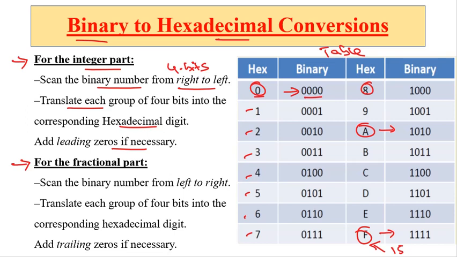In a similar manner, we can convert the fractional part into its equivalent hexadecimal. Partition the number from the decimal point towards the right side into 4 bits each, and translate each 4-bit group into its corresponding hexadecimal digit by using the table. And if any one of the partitions lacks 4 bits, add zeros. So let us see one example of how to convert a binary number into its equivalent hexadecimal.